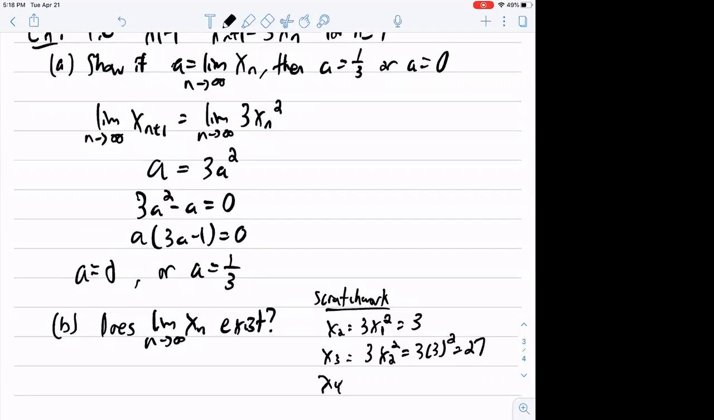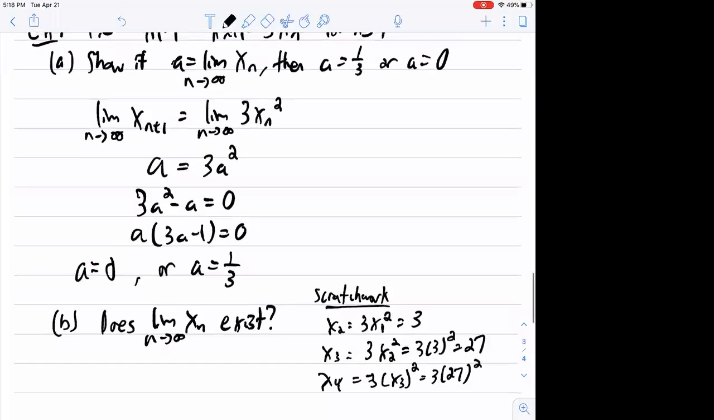And you're gonna notice it's gonna get bigger and bigger. So x3 is 3 times 27 squared. I'm not gonna calculate this, yeah. But if you try out the first few numbers, you see it's blowing up, right? It's going off to like infinity. So your idea should be it can't go to 0 or 1/3, right? I mean, it's clearly getting bigger and bigger.